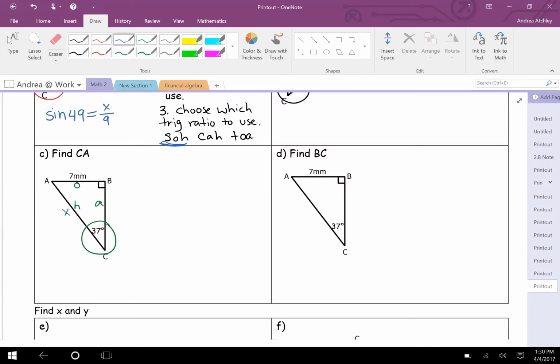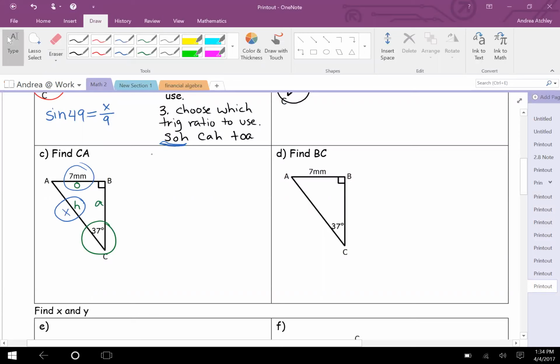Okay, try to come up with the trig ratio that we're going to use. Are we going to use sine, cosine, or tangent to write the equation? You need to figure out which one. You can only use one that will work for this. And you need to choose which one that is. Okay. So we want to use the x and the 7.